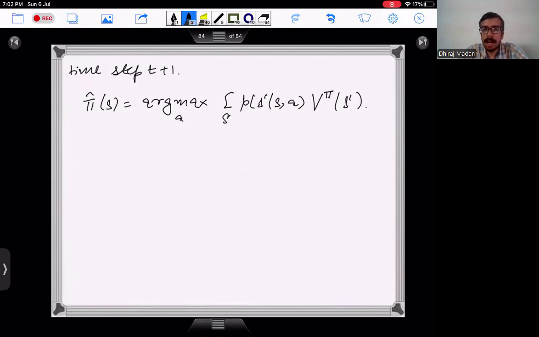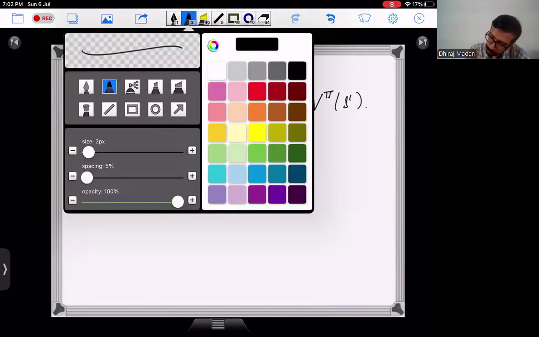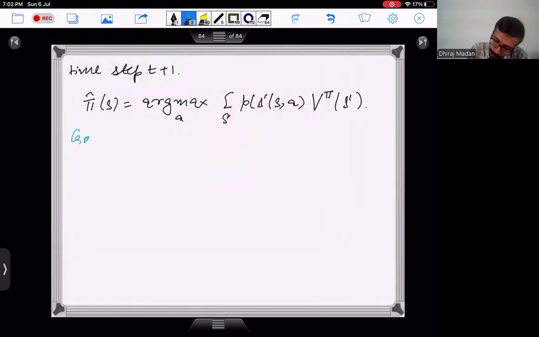And now we consider a hybrid policy pi hat 1. Okay. So now our goal is to show that V pi hat is greater than or equal to V pi. So that's our main goal. So how do we do that?